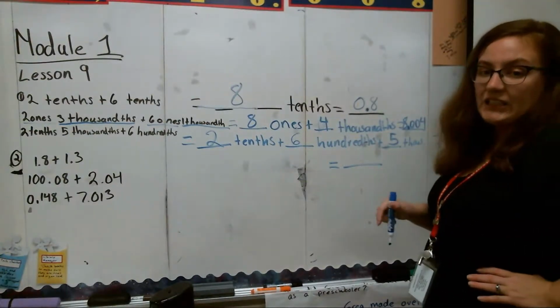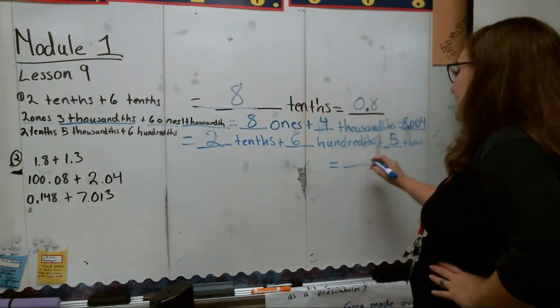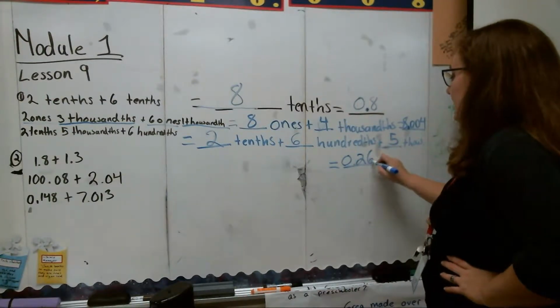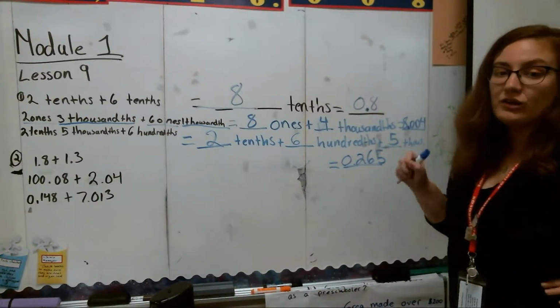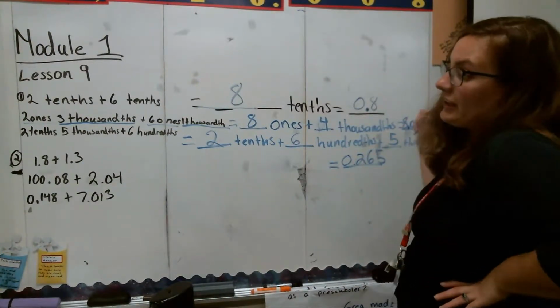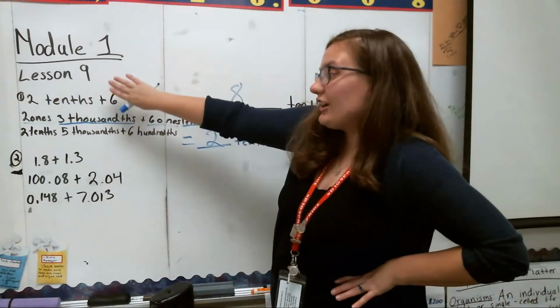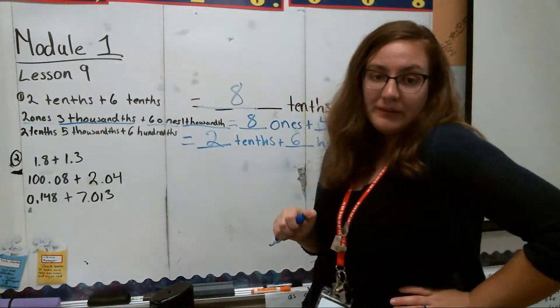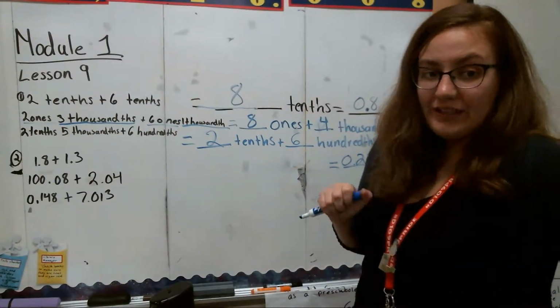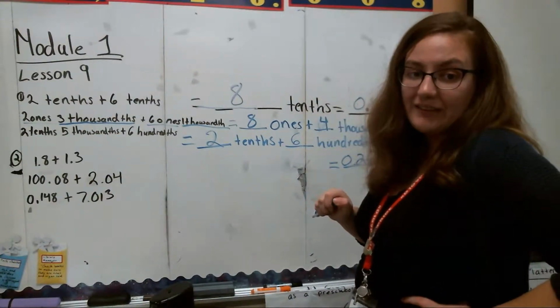And if I were to put this all together in a number that's in standard form, I would have 0.265 or 265 thousandths. And you're going to see all kinds of problems that look just like this in your problem set, so make sure you have these notes down, and this will help you out a lot once you get to that part of your math problem set.